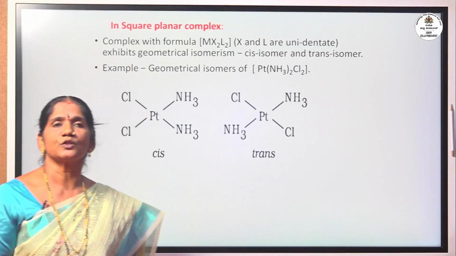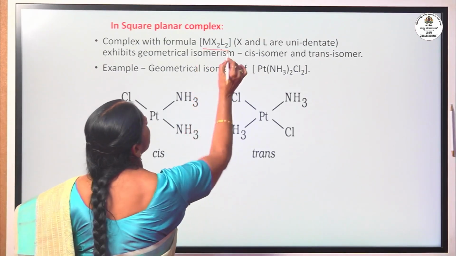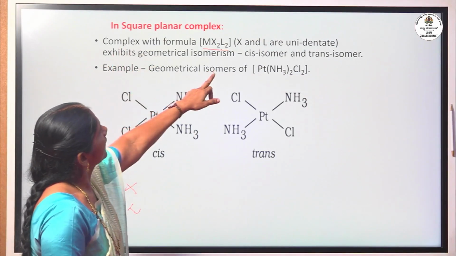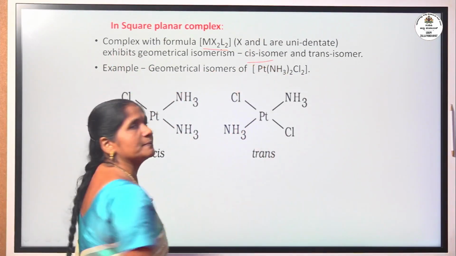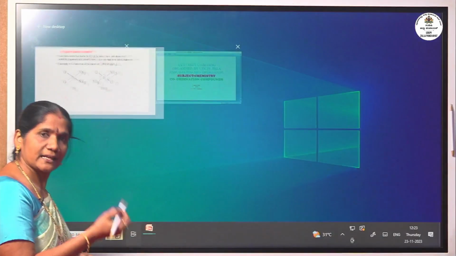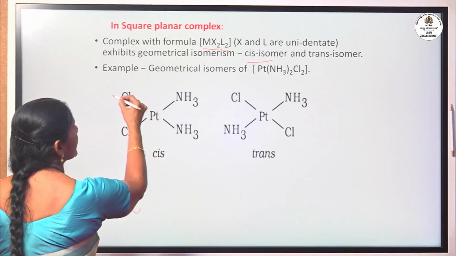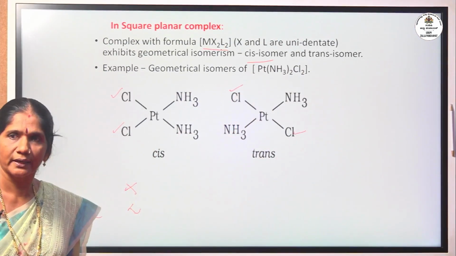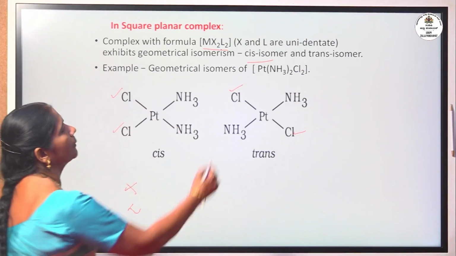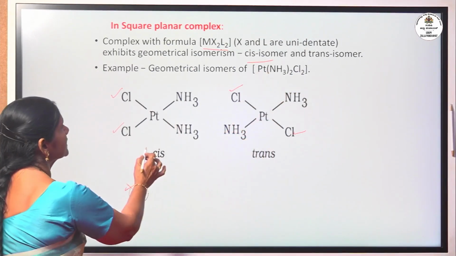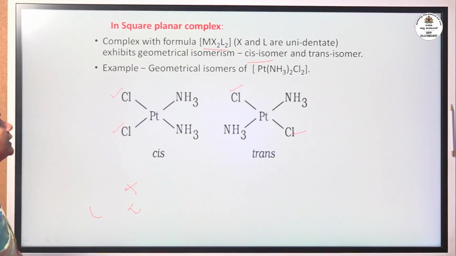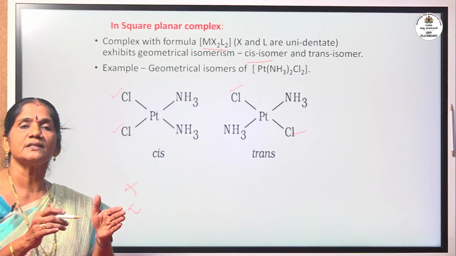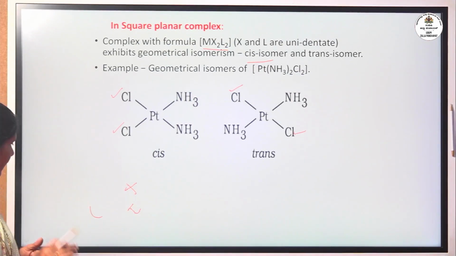Okay, we will see the geometrical isomers in square planar complexes MX2L2, where X and L are monodentate ligands. So this can exhibit geometrical isomerism, cis or trans. You have studied this last year also: if identical groups are on the same side, it is called cis form, and if the identical groups are on opposite sides, it is called trans form. Now you can see this is the cis form of diamminedichloridoplatinum complex. This is the cis form and this is the trans form. If a tetrahedral complex is present, it won't give you geometrical isomerism because the positions relative to each other are one and the same in a tetrahedral structure.